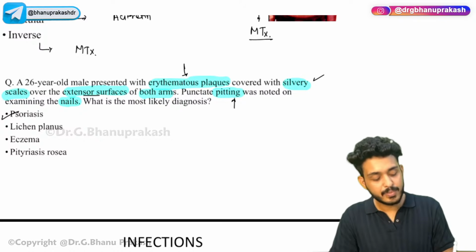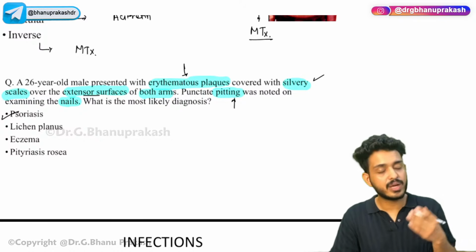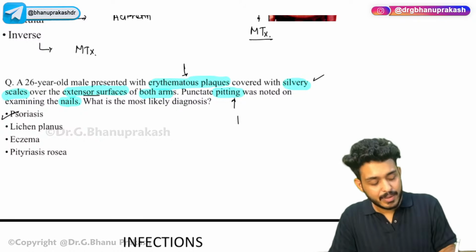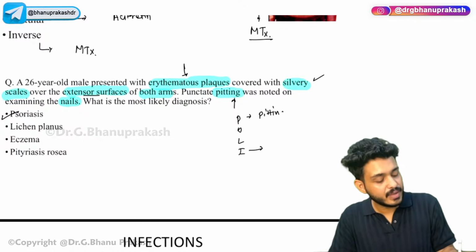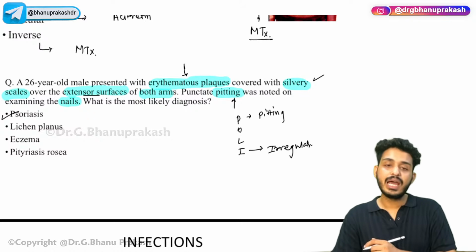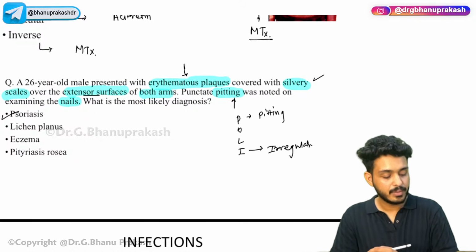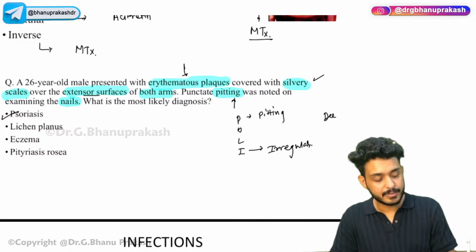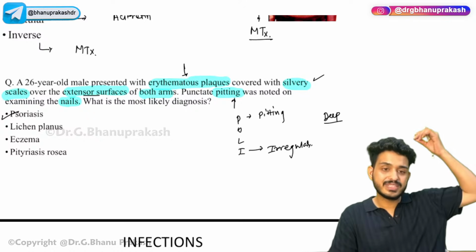Pitting, which type of pitting? Superficial, deep, regular, irregular. Try to answer. Remember the POLISH mnemonic. P for pitting, I for irregular pitting. You will be having irregular pitting. That is your deep irregular pitting. Superficial you will be seeing in alopecia.